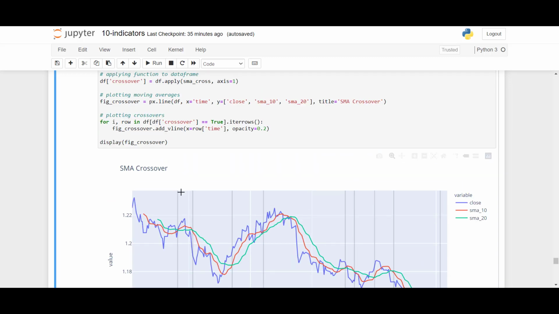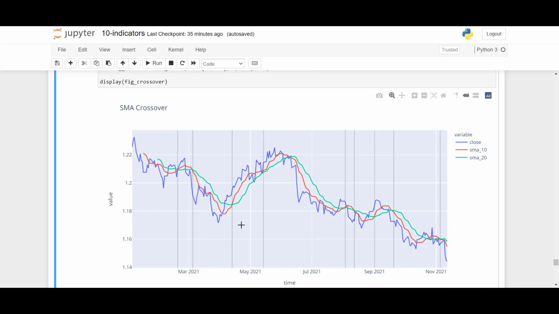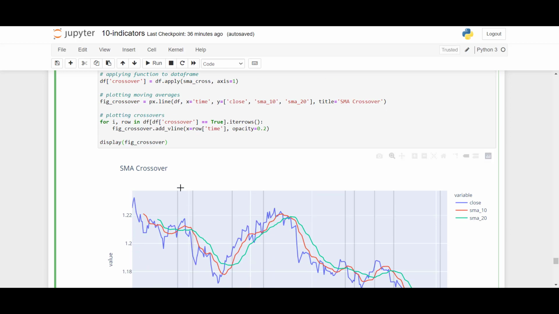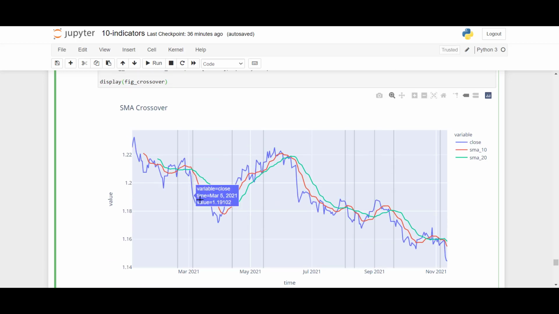Also, I've added these vertical lines here to show you where these crossovers are. I've done that by, after creating our figure object with the close, SMA 10, and SMA 20, iterating through the rows where the crossover was true, and then adding a vertical line, specifying the time for the X parameter, which then created these vertical lines here for each crossover that happened during this period.